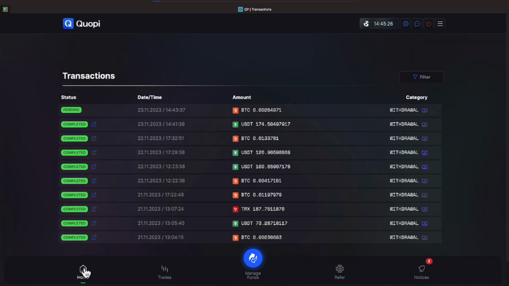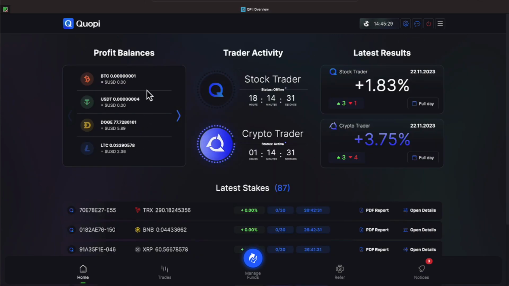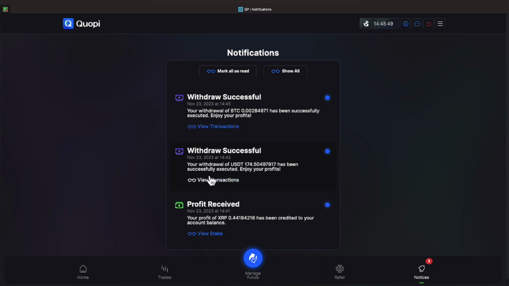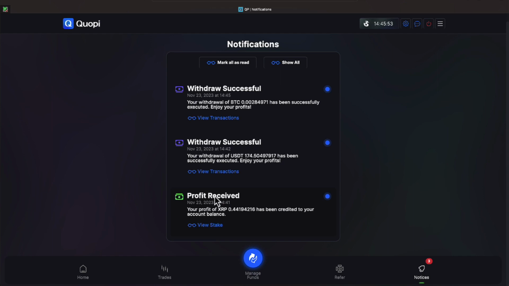Let's double check on our home screen, everyone. Let's see, Bitcoin is zero, USDT is zero, Doge is 5.89, Litecoin is 2.36, XRP is 8.65, BNB is zero, Tron is 2.14. I don't think we have enough to lock down anything. Let's go ahead and clear these three notices out that tell us withdrawal successful twice, and we're still getting profits trickling in, everyone. So that's an XRP profit. Let's go ahead and mark those as read.